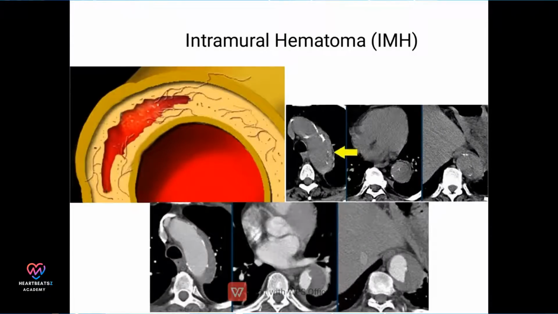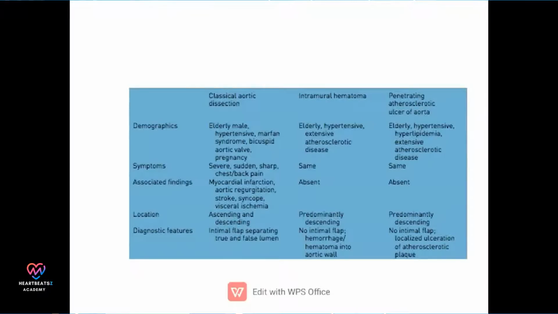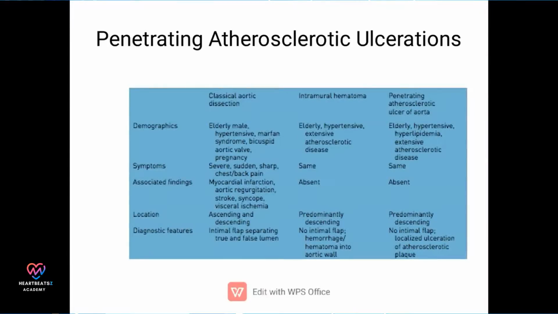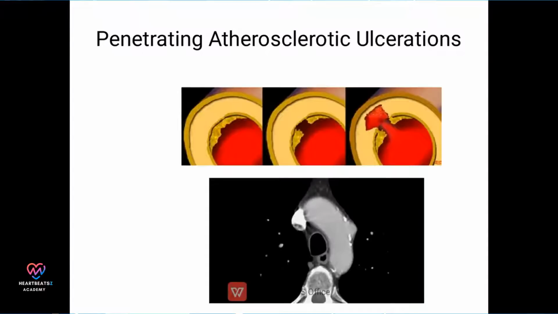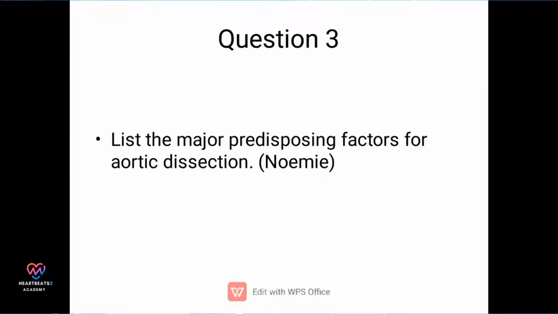Intramural hematoma and penetrating atherosclerotic ulcerations are significant findings in aortic dissection. This segment provides visual aids to enhance understanding of these conditions. Penetrating atherosclerotic ulcerations, the sensitivity of physical examination, and the cons of MRI are discussed in this section. These factors are essential for accurate diagnosis and treatment planning.